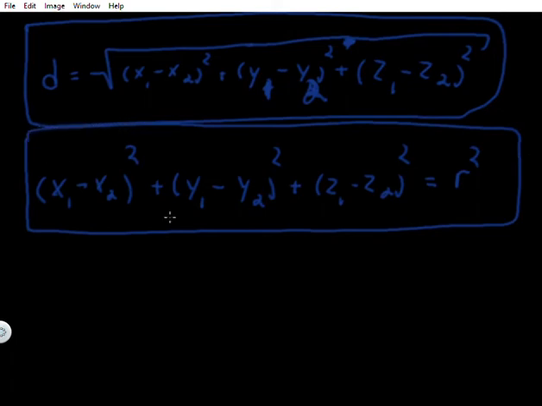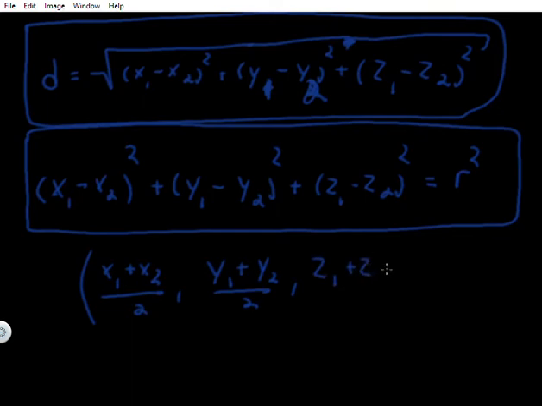Also very handy is the midpoint formula: (x1 plus x2) over 2, comma (y1 plus y2) over 2, comma (z1 plus z2) over 2. And this would give you the midpoint between the points x1, y1, z1 and x2, y2, z2. So yeah, this would help you find the center point, for example, to find the equation of a sphere.